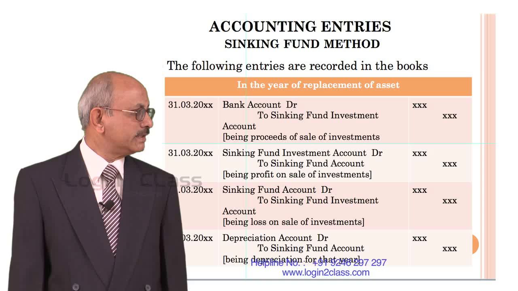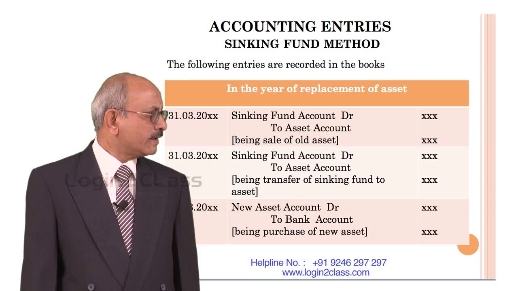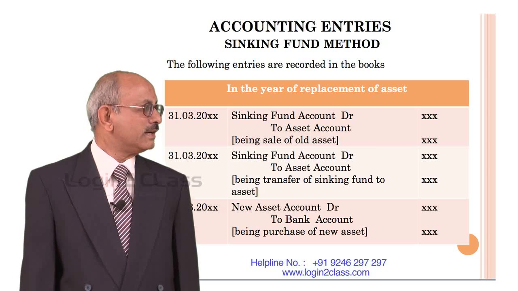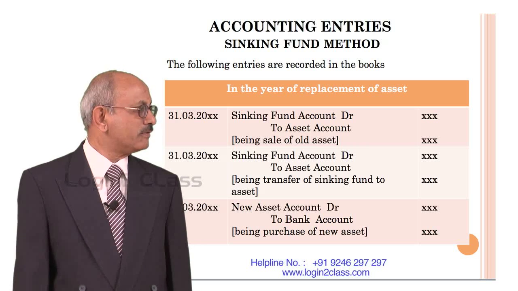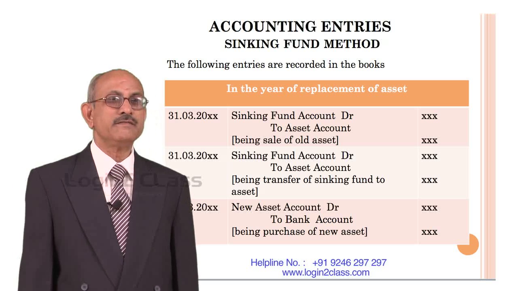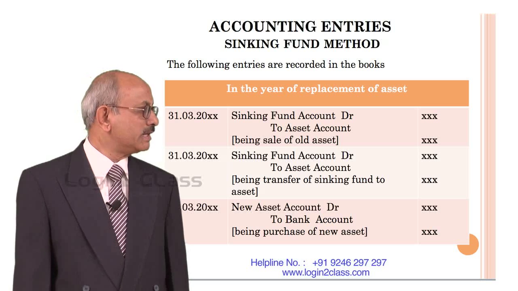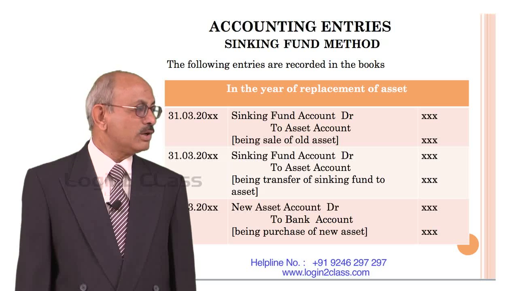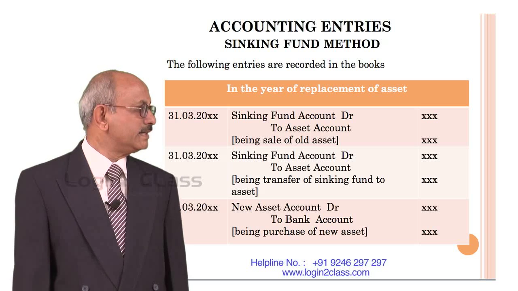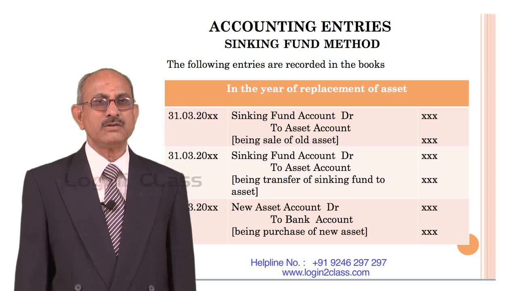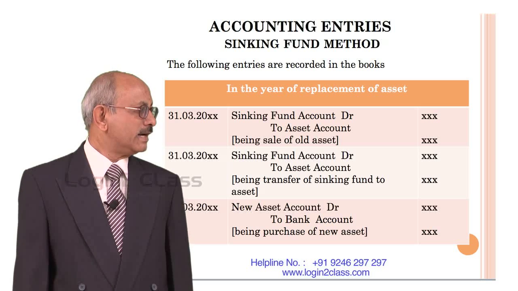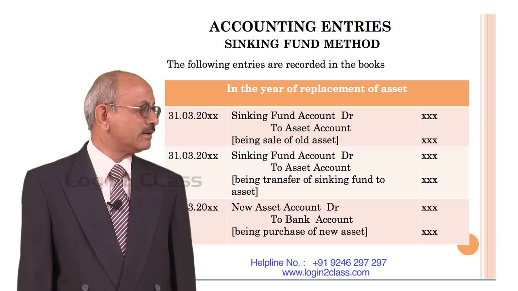Similarly, you look at the second entry, that is sinking fund investment account is debited, sinking fund account is credited. This is the profit on sale of investment. Whatever profit is there, it is taken to the sinking fund account because that becomes an item of income. Similarly, any loss is also adjusted. That will be just the opposite of the second entry. Instead of crediting sinking fund account, we are debiting sinking fund account and sinking fund investment account is credited.